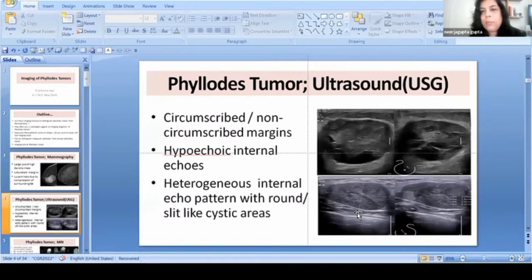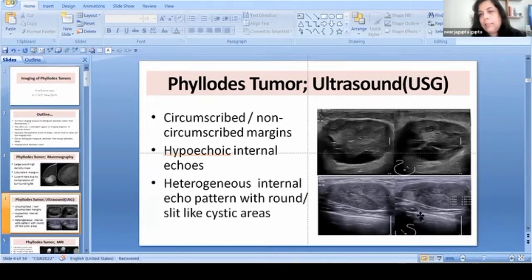On ultrasound, again, you have circumscribed margins, like in this case, or you may have slightly non-circumscribed margins. What is characteristic is that the internal architecture is heterogeneous, as against fibroadenomas, which tend to be more homogeneous. The heterogeneity comes in the form of differing echo pattern, as well as cystic areas, which could be rounded in the periphery, like in this case, or you may have very thin slit-like cystic areas.